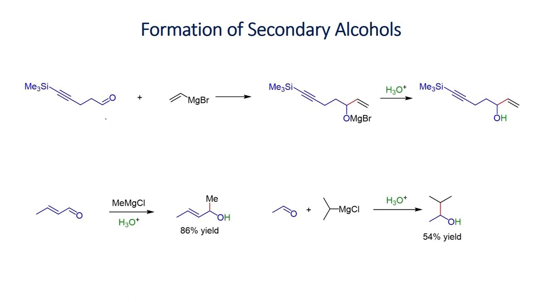In this, the reaction of this aldehyde with vinyl magnesium bromide can give this addition product. Once you form the alkoxy magnesium bromide, you can convert it into the allylic alcohol using acid hydrolysis. The second example involves the reaction of methyl magnesium chloride with this alpha beta unsaturated aldehyde.